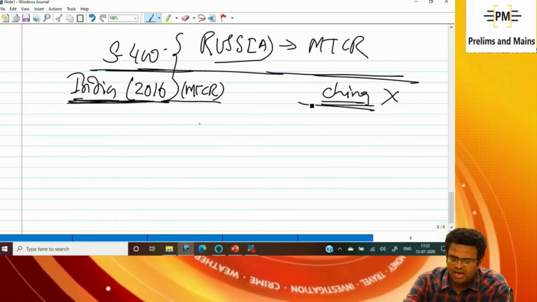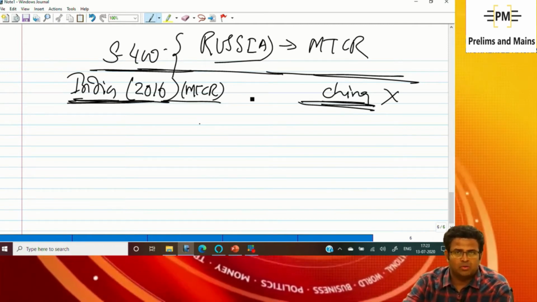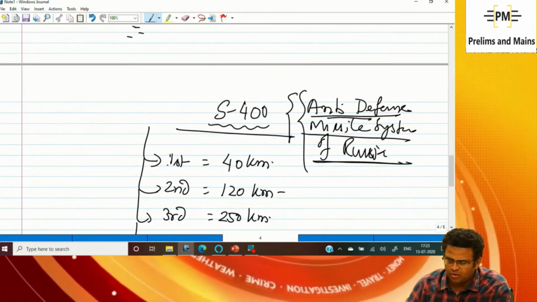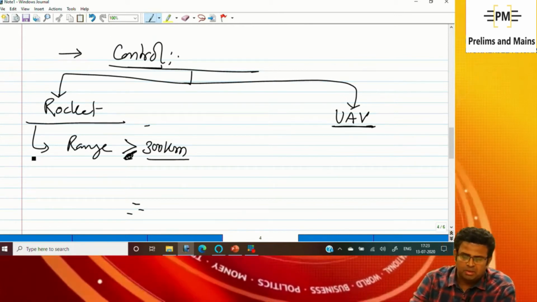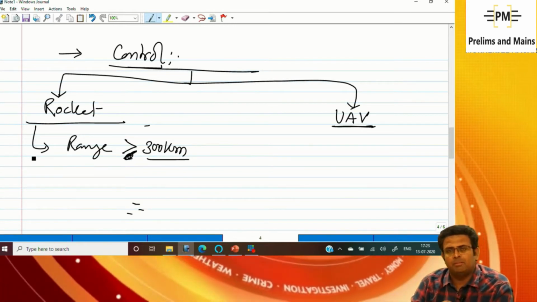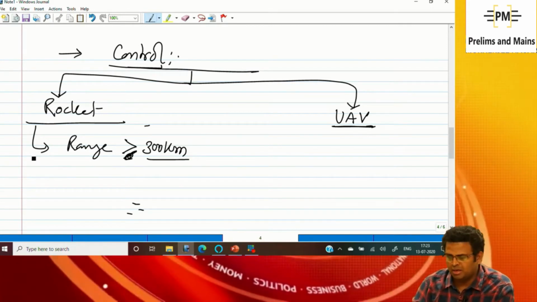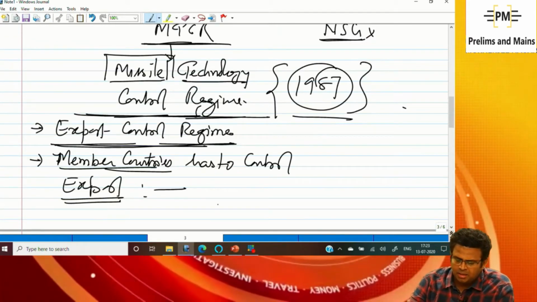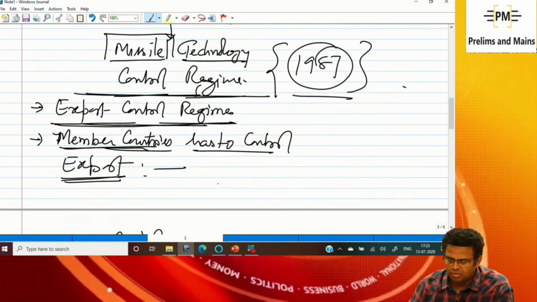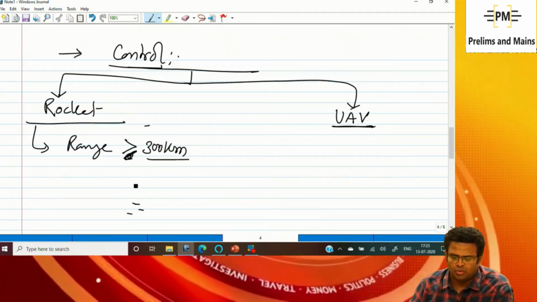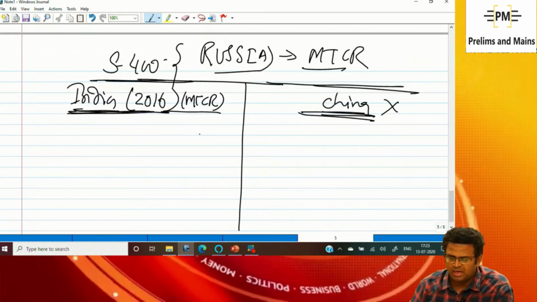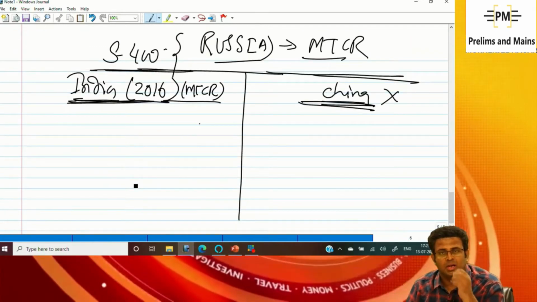Like if I said that China has already got, but India is about to get. So you know the MTCR, what is the rule of MTCR? The rule of MTCR is that a rocket or missile where the range is more than 300 kilometers should not be given by a member country, because the member country has to control the export. India is a member, but China is not a member.